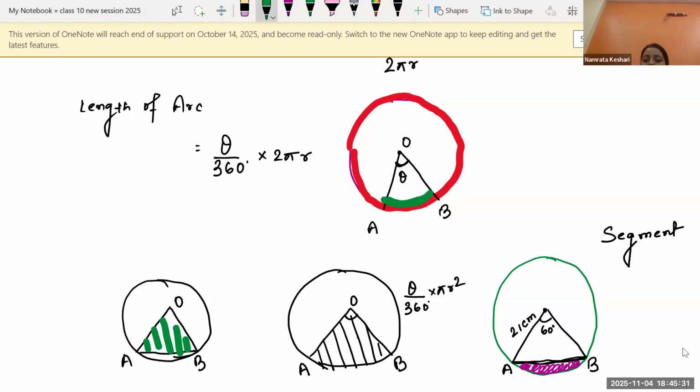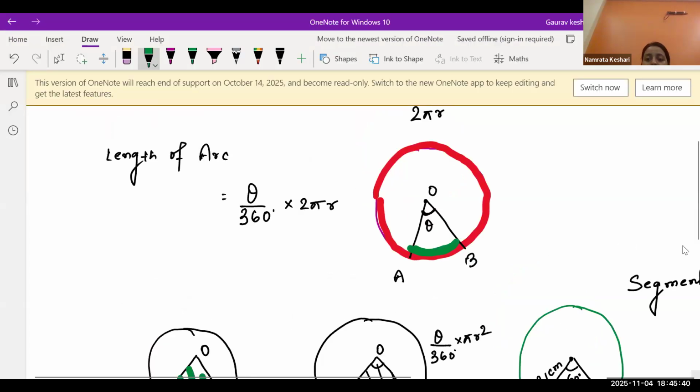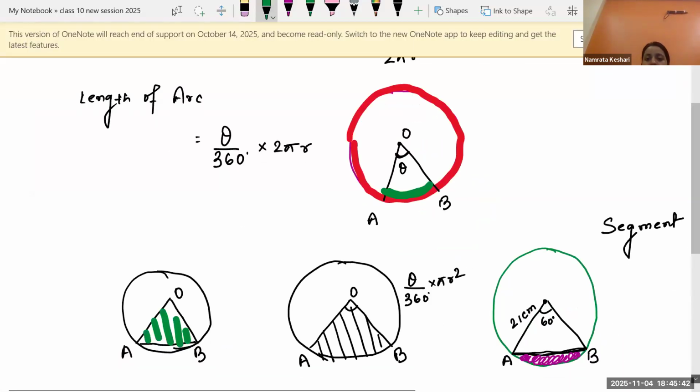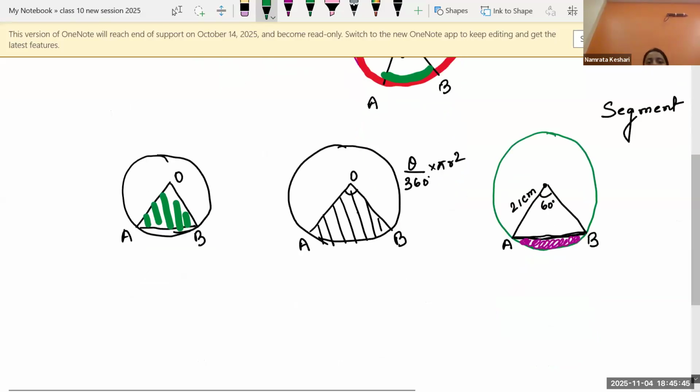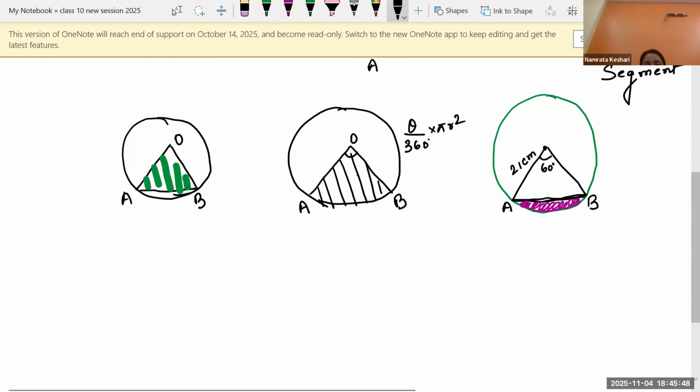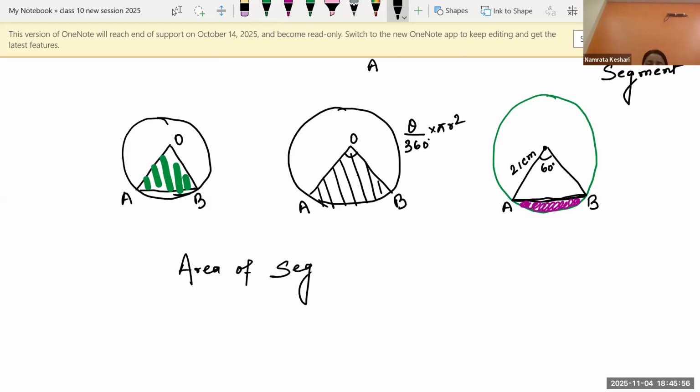Okay. So let's see how we can do so. We just have to use the formula for finding the area of the sector. But for finding the area of the triangle, we have to perform a few extra steps, because we don't have enough information over here. So yeah, area of the segment is equal to area of sector, you can call it sector AOB, minus area of the triangle.